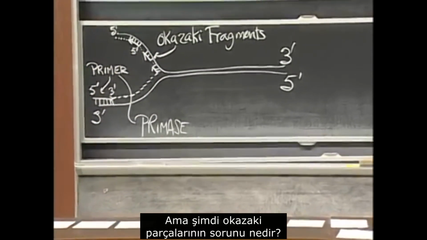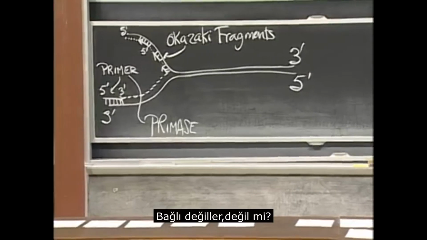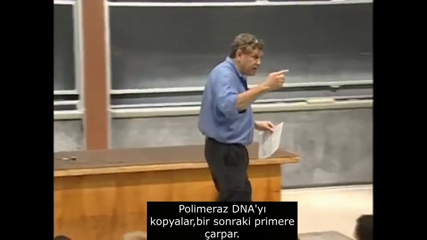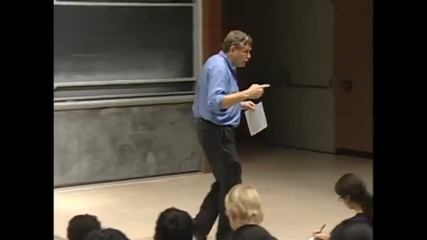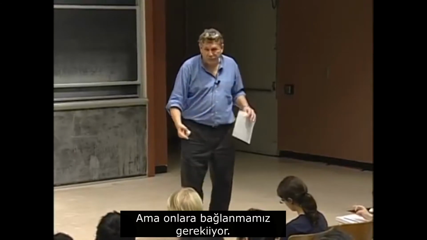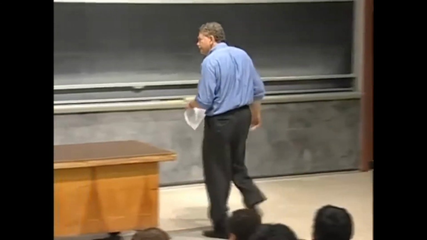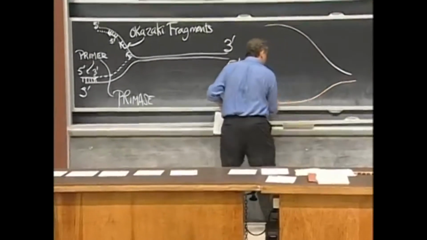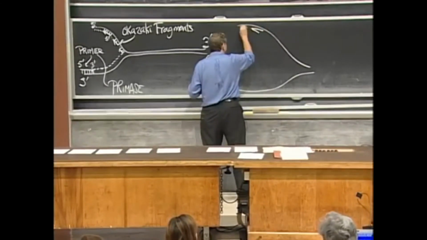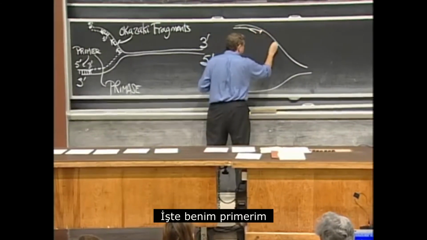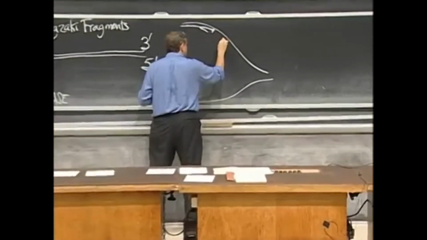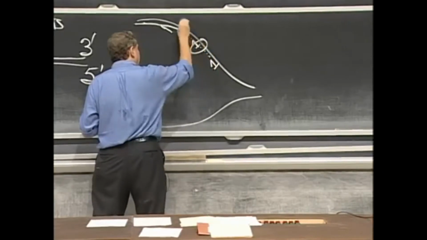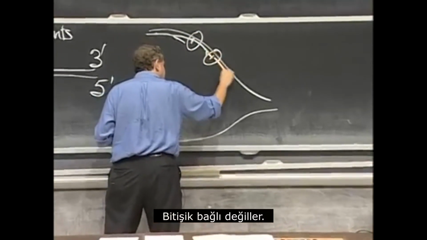But now what's the problem with the Okazaki fragments? They're not connected, right? The primase makes a primer. The polymerase copies the DNA. It bumps into the next primer. But you've got to connect them. So that's a real problem. I'll redraw that here. There was my primer. I got a new primer over here. I got a new primer over here. Right there, they're not contiguous, not connected.